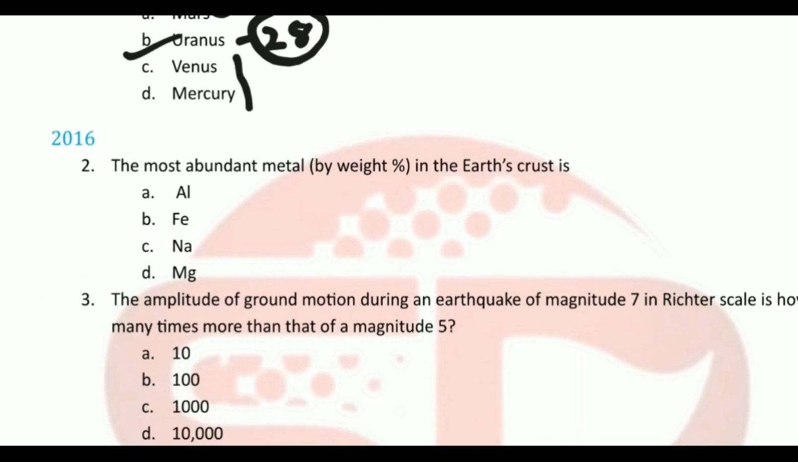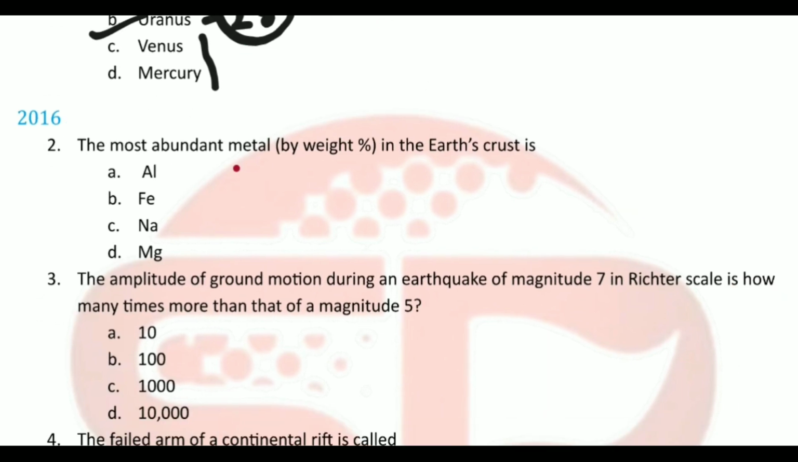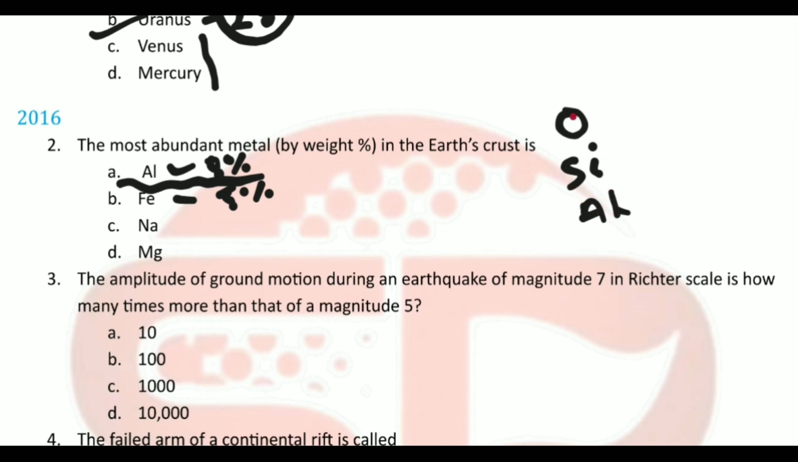The most abundant metal by weight percent in the Earth crust. The most abundant metal in the Earth crust is aluminum, which is 8%, and iron is 5%. Among all the metals, the most abundant metal is aluminum because the most abundant mineral is plagioclase or feldspar, which contain aluminum. So aluminum is the most abundant metal in the Earth crust. First is oxygen, then silicon, then aluminum. Oxygen is 46.6%, silicon approximately 27%, then aluminum is 8%.